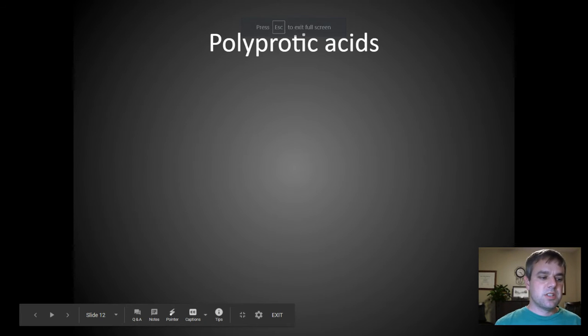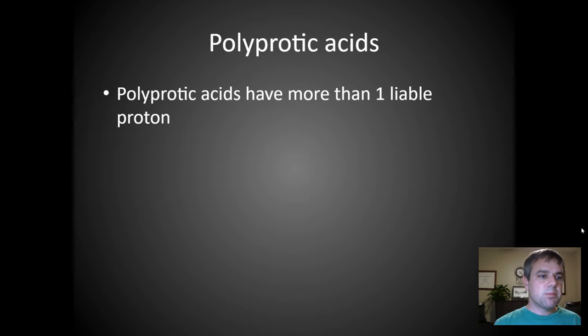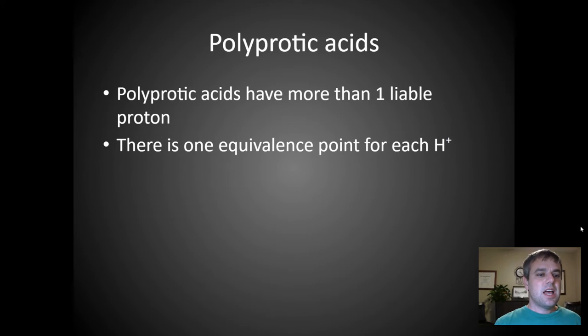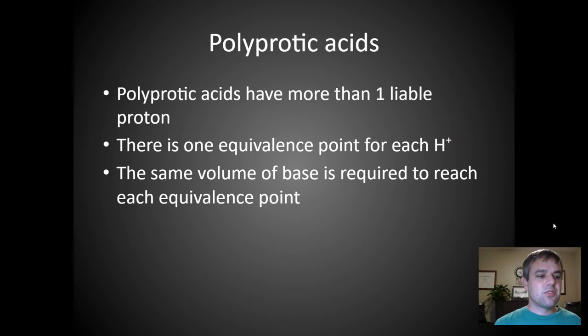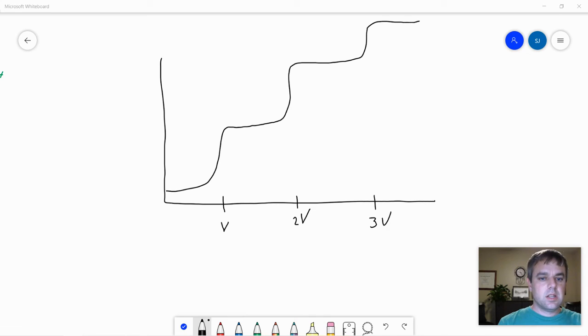Next, I want to kind of finish up the notes real quick for this unit. Polyprotic acids are the ones that can produce more than one H plus in solution. And for each hydrogen ion, you will get one equivalence point. And the same amount of base is required to reach each of those equivalence points. So if we had a triprotic acid that we were titrating, however much volume is required to reach the first equivalence point, you'll require twice that volume to reach the second equivalence point and three times to reach the third equivalence point.